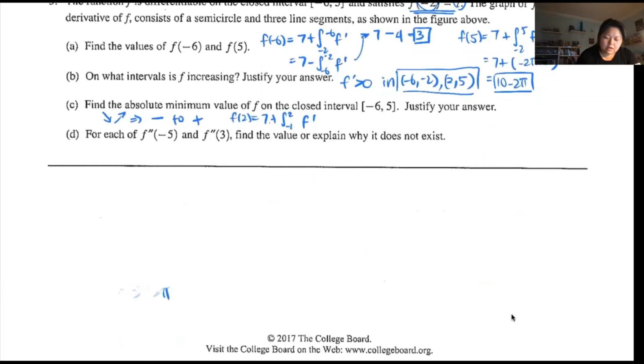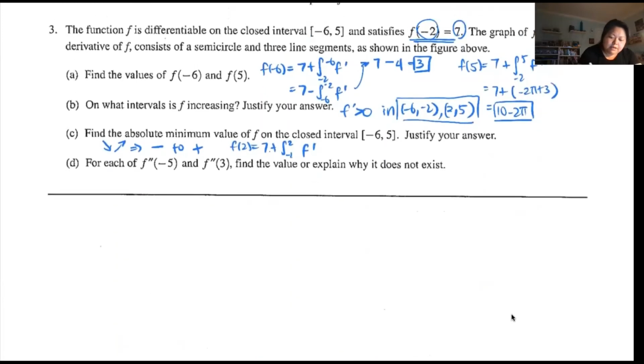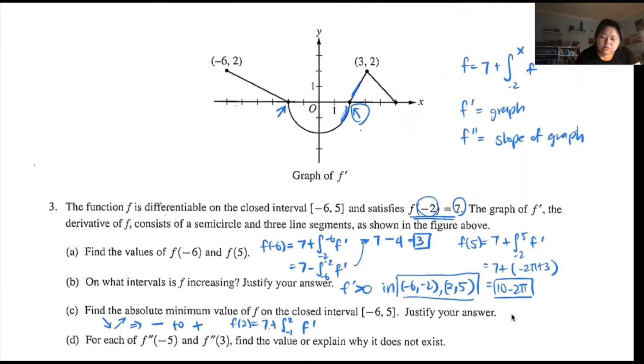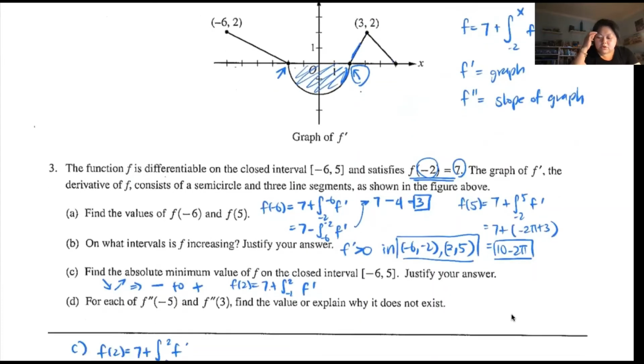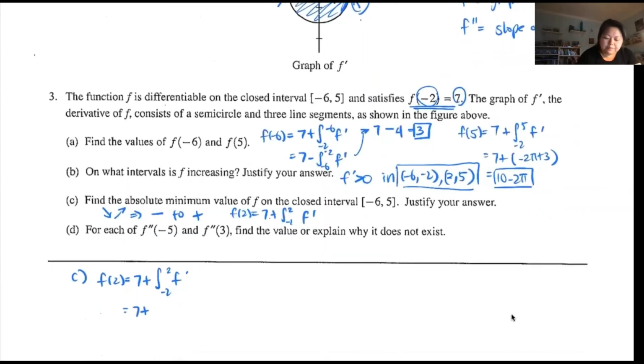Okay. All right. So let's see. I am on C. I'm going to check f of 2. That's 7 plus the integral of -2 to 2 of f prime. So 7 plus from -2 to 2. That's our semicircle, and we discussed that that was -2 pi. So plus -2 pi. So 7 minus 2 pi.